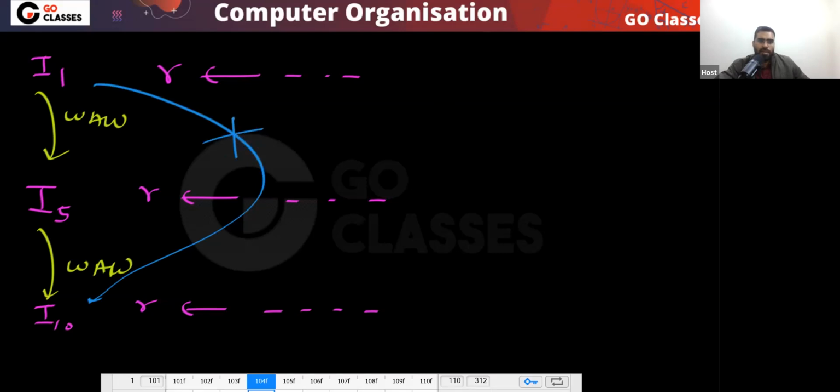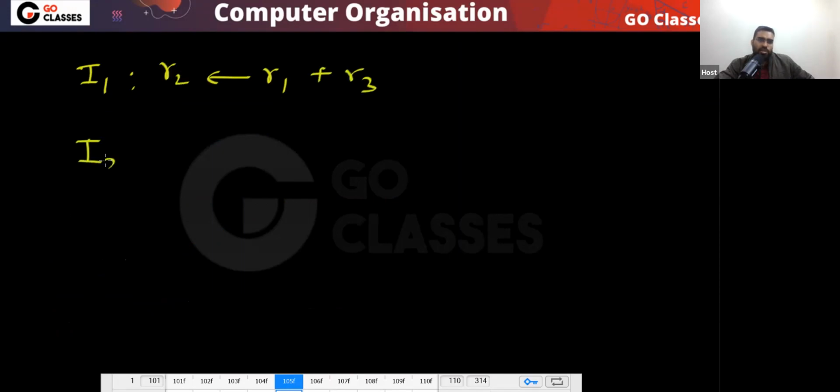Okay, clear? Similarly, there is another type of dependency. Consider this situation that I1 is reading R1, and maybe doing something. Now let's assume I2 is writing into R1. You tell me, are these two instructions dependent on each other? Simple question I am asking, are they dependent on each other?